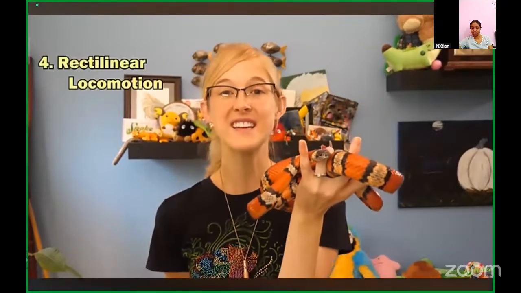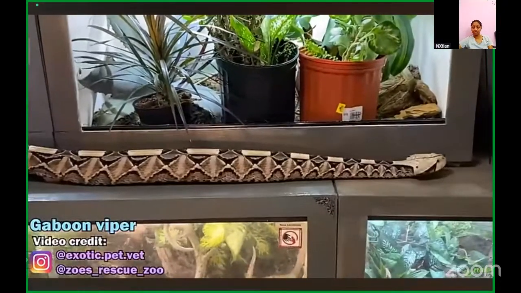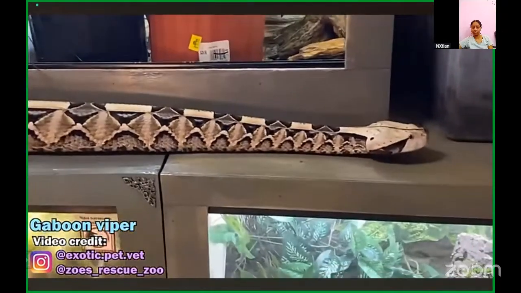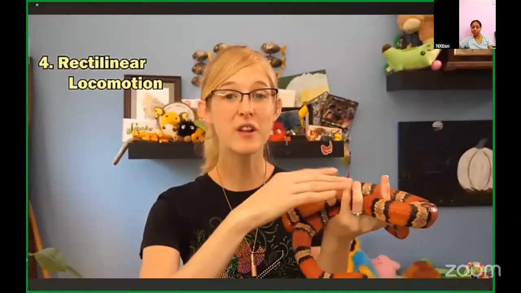And the fourth and final type of movement is called rectilinear locomotion. This is when the snakes can move forward in a straight line, so their back or their spine doesn't bend at all, but they mysteriously seem to be hovering forward. This method of locomotion was not completely understood until very recently.